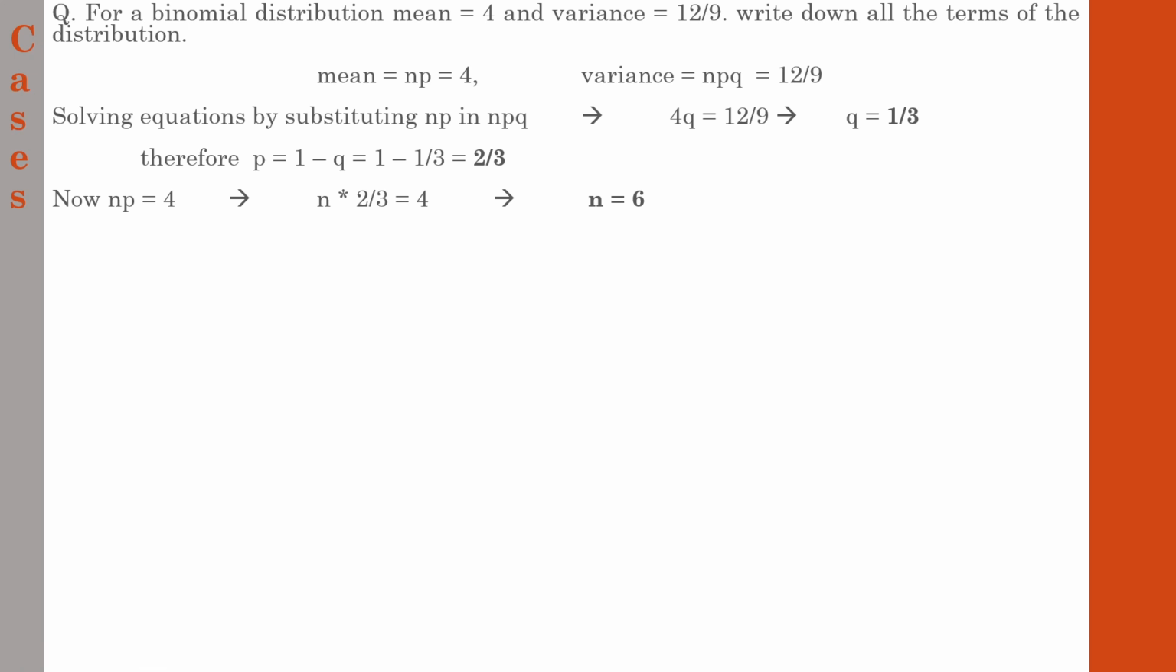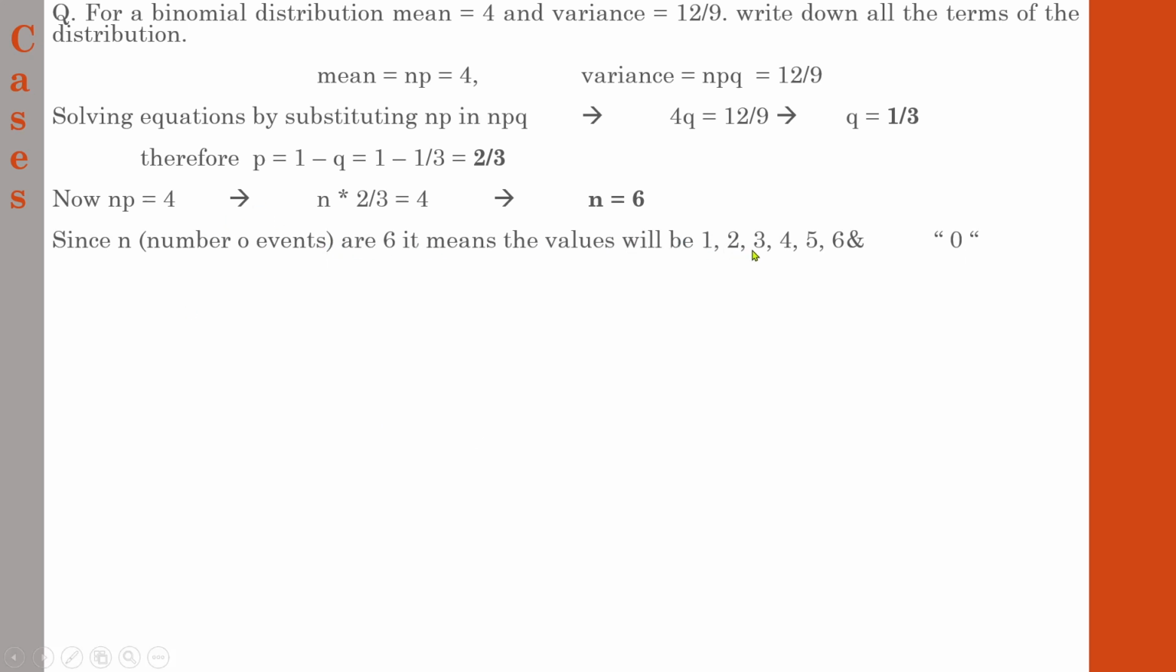And you can even write down the values of X under the study, because we have got the value N equal to 6. So the number of items in X, or whatever the event under the study, it will be 1, 2, 3, 4, 5, 6, and 0. Remember, in a binomial distribution, when you are asked to find the probability of a certain event, we will always begin with the 0. So the N will be 6.